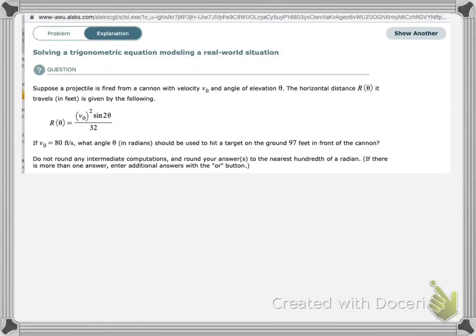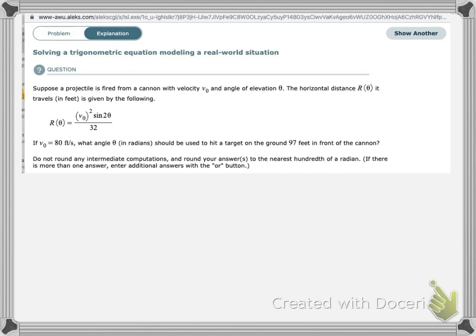Hi everyone. We are going back to week 5. I thought this might be helpful, and I had a special request for solving a trigonometric equation modeling a real-world situation. So I'm actually going to do a couple of these just so that you can look at it. I think substituting for the 2 times theta is one of the things that gets us really confused, and hopefully I'll be able to explain why we do that.